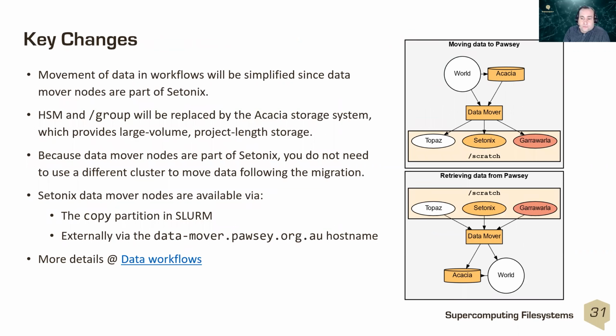So it should hopefully be a little simpler, given we have fewer systems and the data mover node is on the same system as most of the work. And I think one of the other key changes is that the HSM and the /group file system are being replaced by the Acacia storage system.